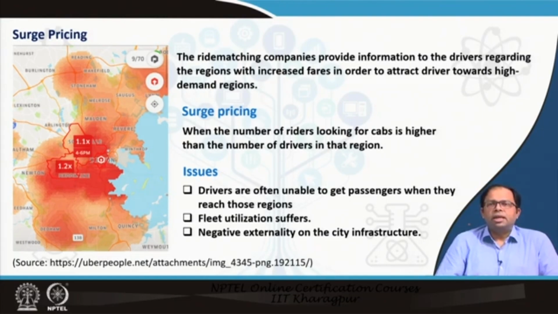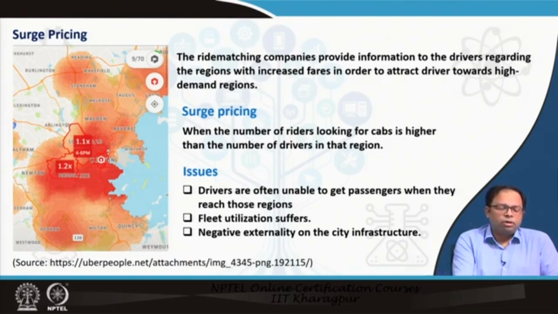But the negative things that also arise out of this is that people have to pay quite a bit more money, and sometimes drivers are unable to get passengers when they reach this particular region, because at that point of time the demand has gone. Or the fleet utilization suffers because of this imbalance, because most of the drivers, instead of serving the other zones, for example where there is a mild peak but no such pricing, go towards this particular zone, and automatically this part would be left unserved.